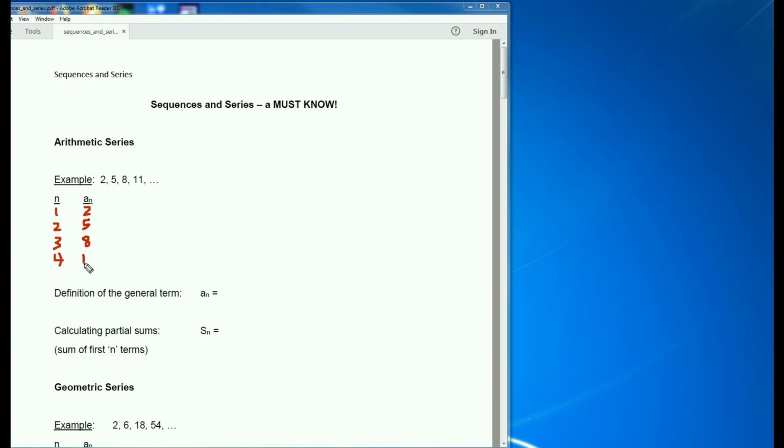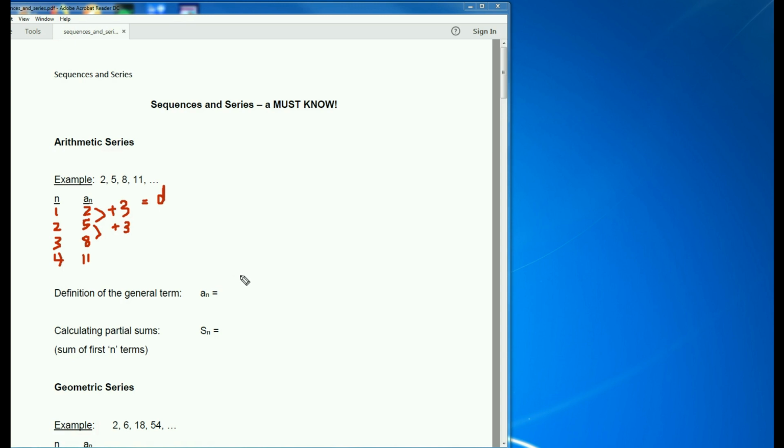And of course, this is a very easy series. We can see that the common difference between each two terms is just 3. Okay? So that is equal to d. And again, that's called the common difference.